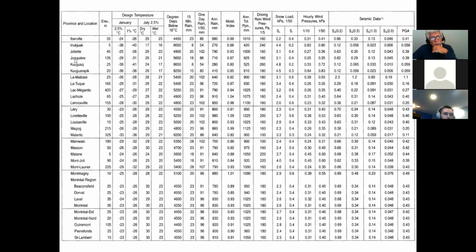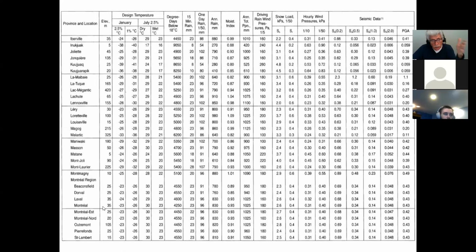And so, for example, we live in Montreal. If you want to know the climatic information with regards to Montreal, you would have it all on this line here, okay? Now, what they've done here is, for example, elevations in meters. So if you want to know how high Montreal is above sea level, Montreal is about 35 meters above sea level, okay?